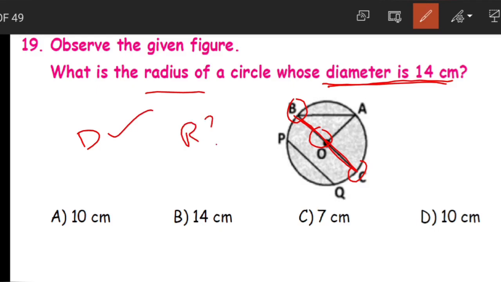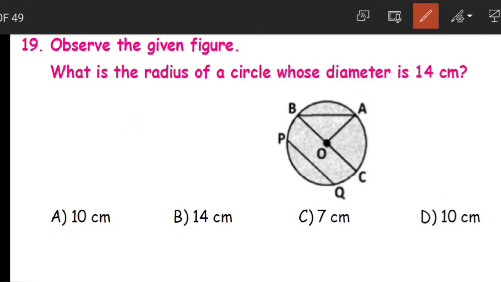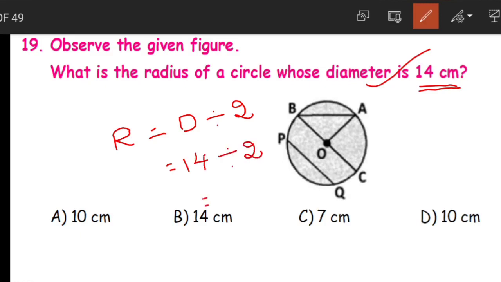We have to find out the radius. Now if you remember from the class, what is the relationship between diameter and radius? We know that when diameter is already known, radius is equal to diameter divided by 2. Yes, so in this question, what is the diameter? 14 centimeters. So what will be the radius? 14 divided by 2, that is equal to 7 centimeters.